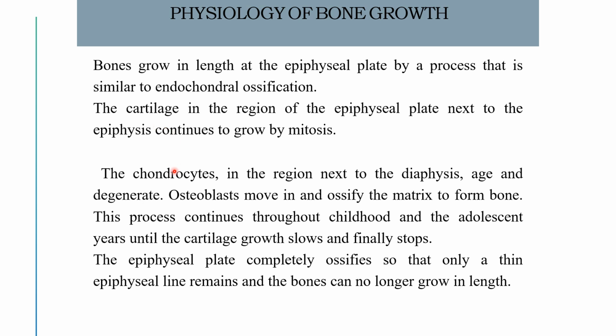The chondrocytes in the region next to the diaphysis age and degenerate, that is, they are destroyed, and the osteoblasts move in place of the chondrocytes and ossify the matrix to form bone. This process continues throughout childhood and the adolescent years, until 17-18, when cartilage growth slows down and finally stops. Till that point, this replacement of chondrocytes with osteoblasts continues, and the epiphyseal plate completely ossifies so that only a thin epiphyseal line remains and the bone can no longer grow in length.